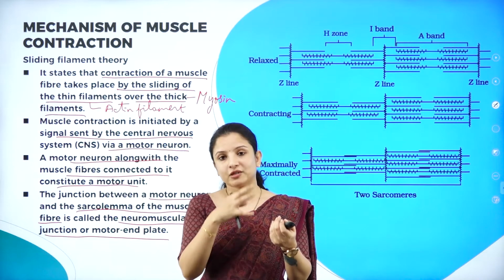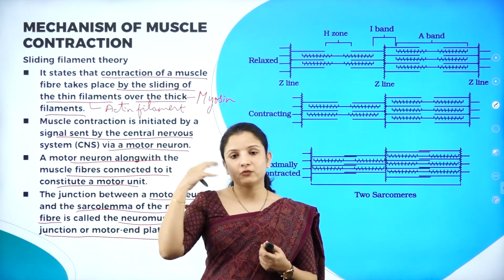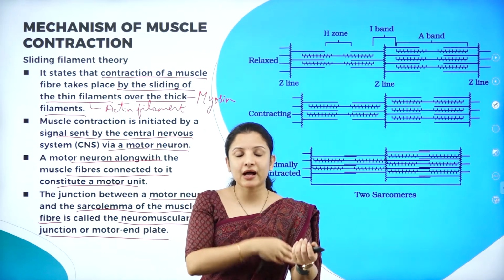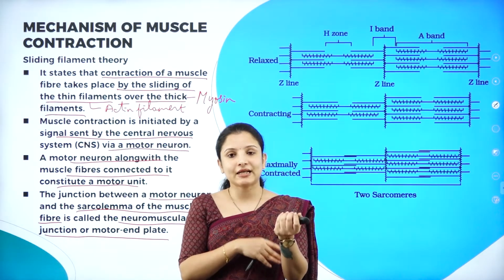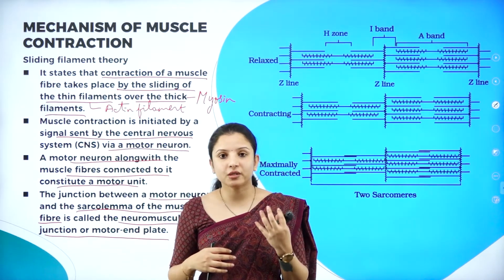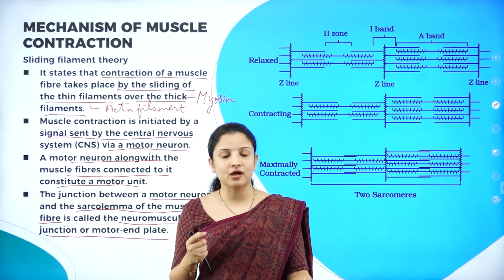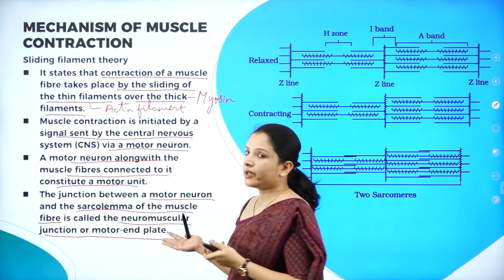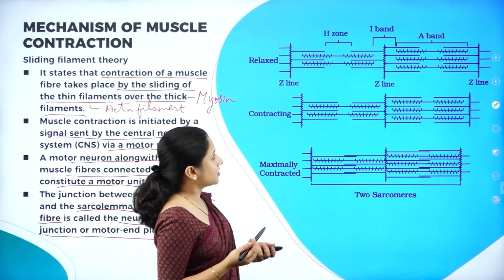The motor neurons will carry the signal to the central nervous system. The central nervous system will work on it and send the signal back via the motor neuron to our muscles, that is the sarcolemma, stating that the proper sliding of the actin filaments over the myosin filaments has to occur if the contraction of the muscle has to occur. So that is how the movement actually occurs. So this is about the sliding filament theory.